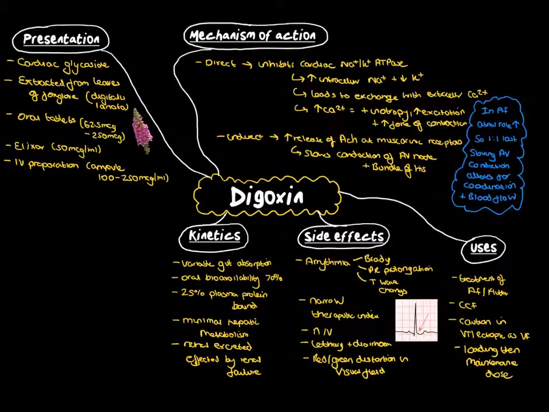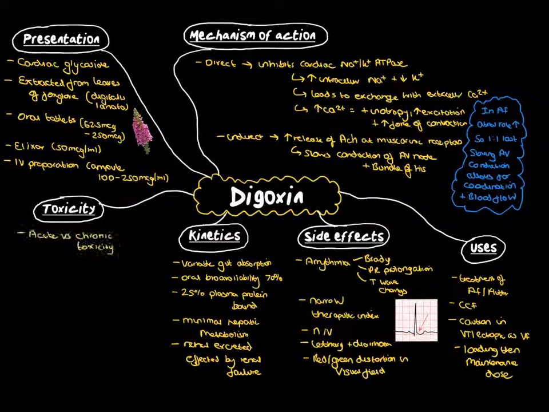When we think about toxicity, we can think about acute and chronic toxicity, although in terms of treatment they're relatively similar. Toxicity often is considered where the plasma concentration is greater than 2.5 micrograms per litre, and potentially fatal or life-threatening toxicity is greater than 20, but these numbers vary because it's a very unpredictable drug to measure.